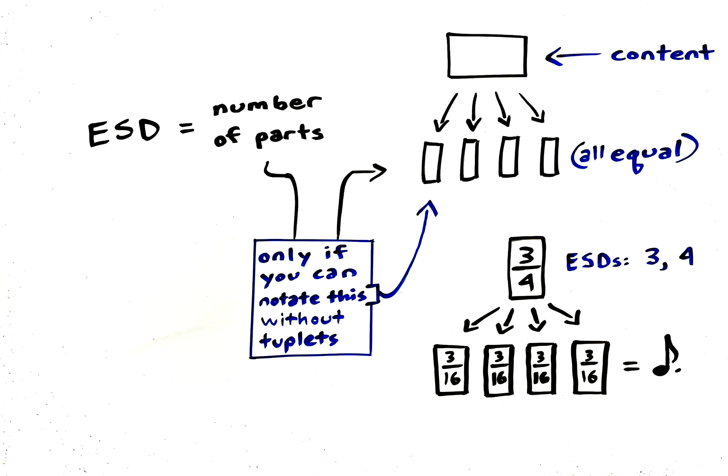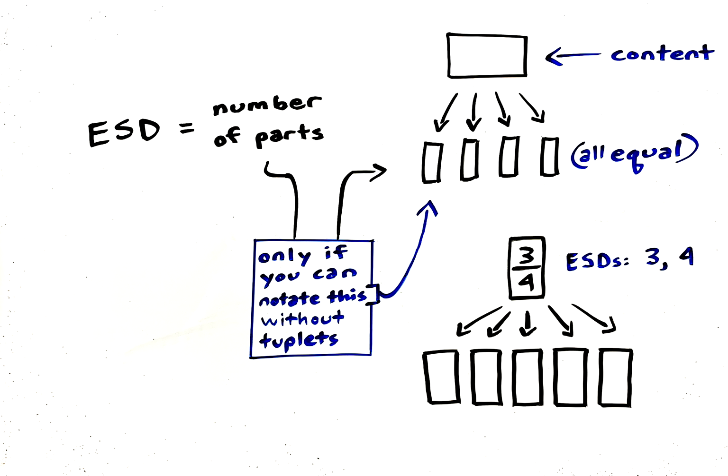Another example, a content of 3/4 can be divided into 5 equal parts. Each part has a length of 3/20. Now, can we notate a length of 3/20 without using tuplets? No, there's no way to do it. Therefore, a content of 3/4 does not have an ESD of 5.